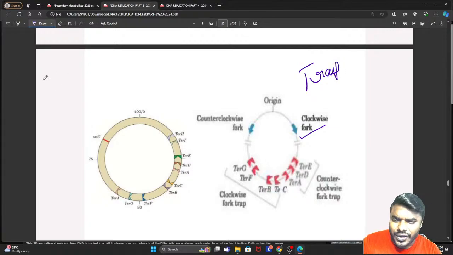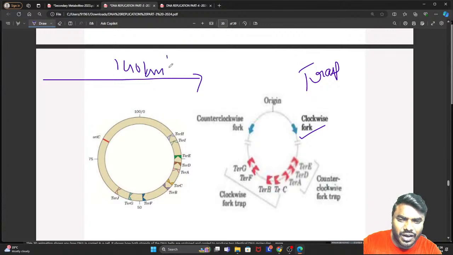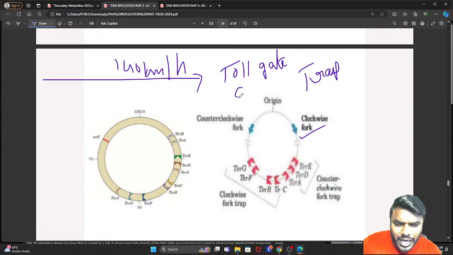Suppose, for example, you are driving a car at 140 kilometers per hour, very high speed. Whenever you reach the toll gate, obviously you will stop. Your speed will become absolutely zero.